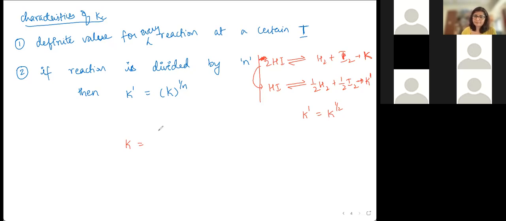For this, it would be the concentration of H2 into the concentration of I2, divided by the concentration of HI squared. Okay. Now, what is K dash equal to? K dash is the equilibrium constant for this modified equation.